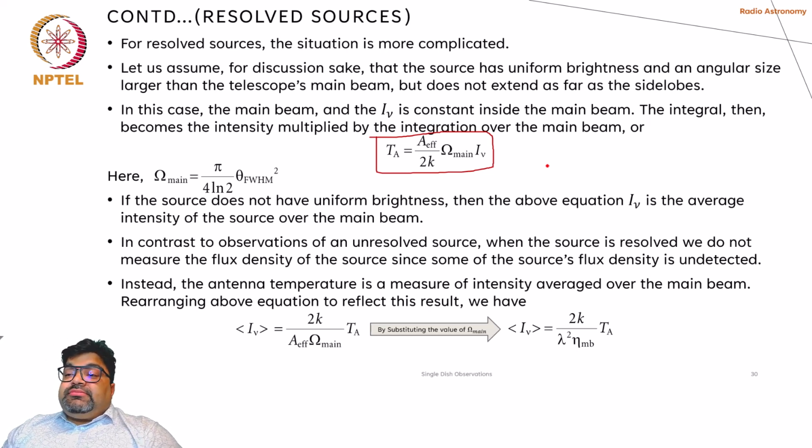So finally the I nu of the source comes out in terms of the antenna temperature and the main beam efficiency, lambda square, etc., given by this.